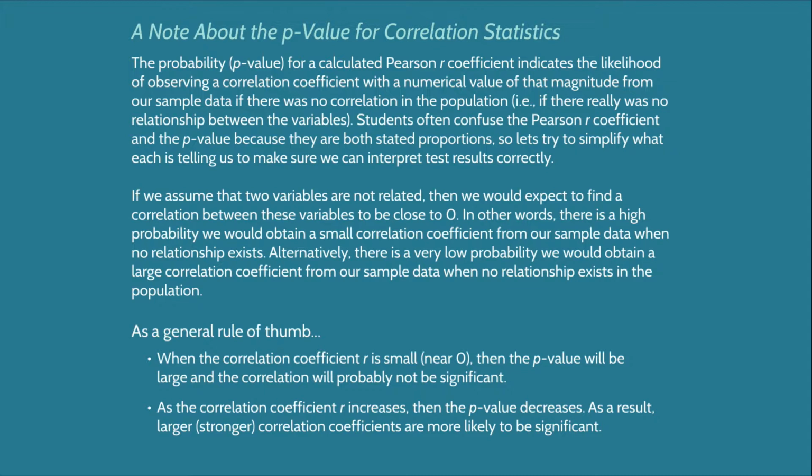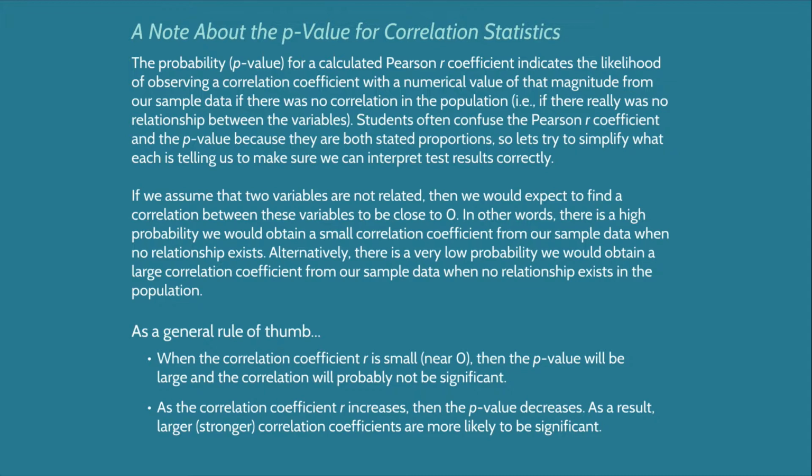Students often confuse the Pearson R coefficient and the p-value because they are both stated as proportions. So let's try to simplify what each is telling us to make sure we can interpret test results correctly. If we assume that two variables are not related, then we would expect to find a correlation between these variables to be close to 0.